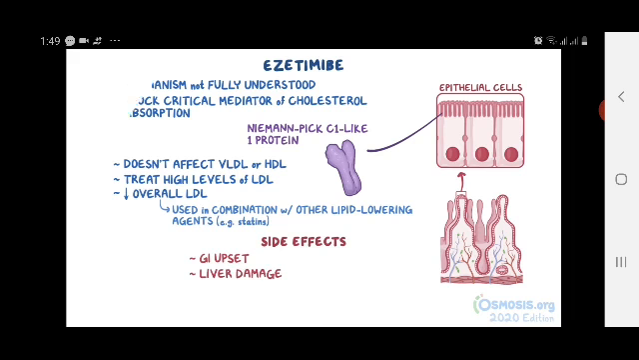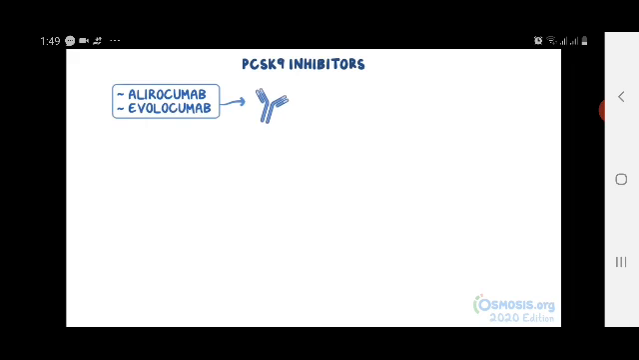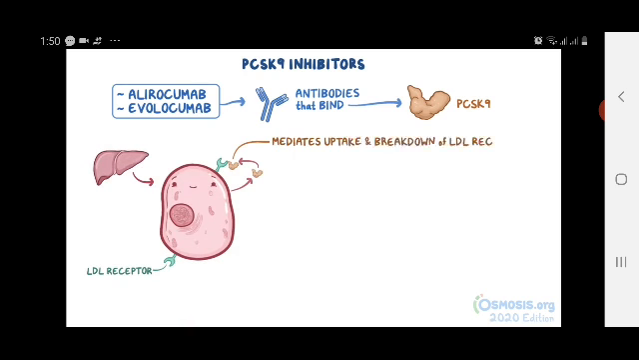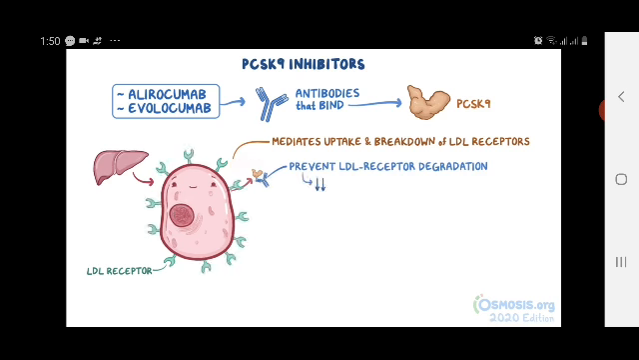Alright, lastly we have the newest brand of lipid-lowering agents called PCSK9 inhibitors. These medications, like alirocumab and evolocumab, are antibodies that target the PCSK9 protein. PCSK9 gets secreted by liver cells and binds to LDL receptors on the cell surface, which mediates the uptake and breakdown of LDL receptors intracellularly. So PCSK9 inhibitors bind to these proteins and prevent LDL receptor degradation. This mechanism increases the overall quantity of LDL receptors on liver cells, and thus causes a large decrease in LDL in the bloodstream, while providing a slight decrease in VLDL and a slight increase in HDL.